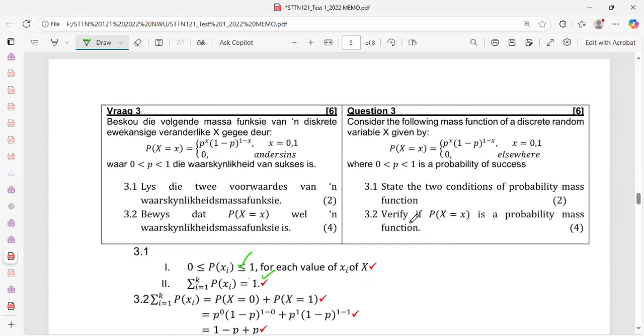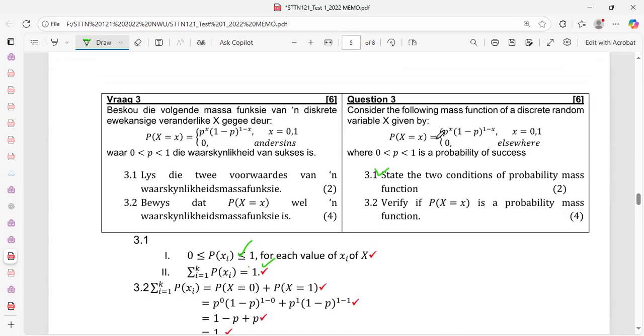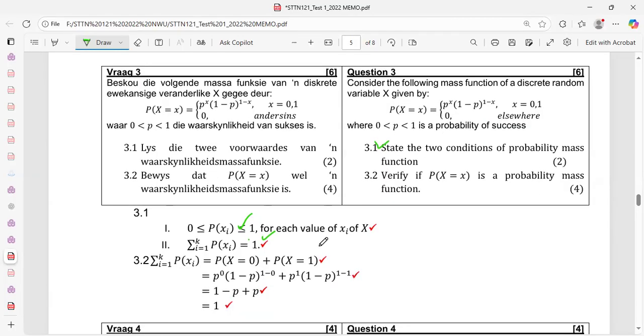So yeah, state 2 conditions. This one, state the conditions. Verify if the probability of x is equal to the x. This one, verify that it is a probability mass function. How do you verify? When you check here, you were given the formula. You just use the formula, where x is equal to 0 and also 1. They gave you a hint here, 0 and 1.